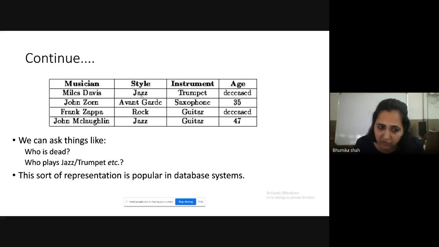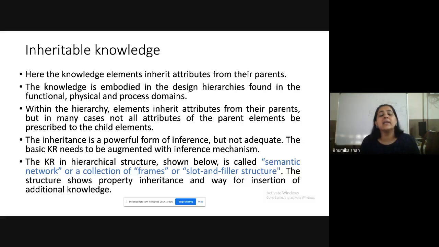Is it clear to everyone? Okay. So we'll move ahead a little bit now. This representation is very popular in database representation. Moving ahead, the second knowledge representation is called inheritable knowledge representation.